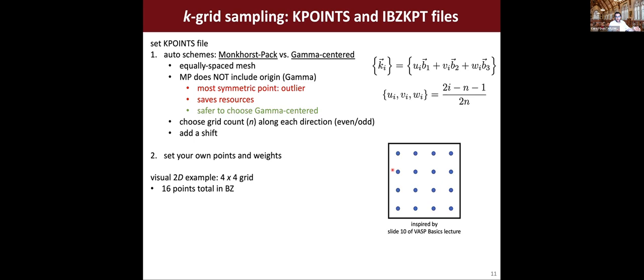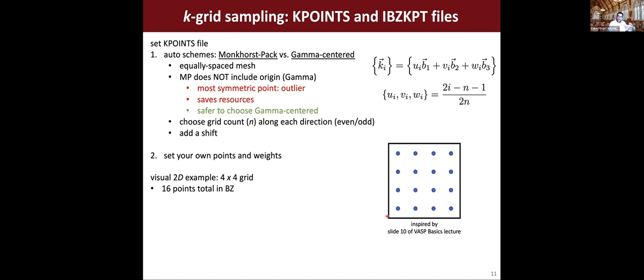The only subtlety is that Monkhorst-Pack generally does not include the origin. That's what separates Monkhorst-Pack from gamma-centered. One of the reasons we don't include gamma is because gamma is sort of an outlier, gamma being the origin of the reciprocal space. In some sense, gamma is a very symmetric point in the reciprocal space, and so it's an outlier. It's going to have a very high weighting.